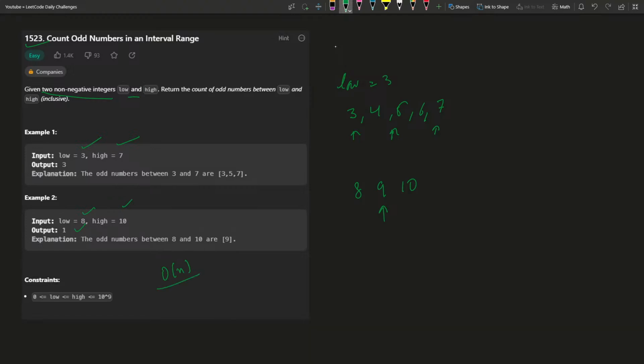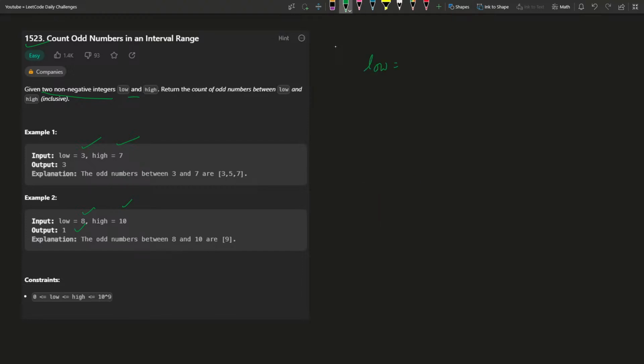You can't use a single for loop, but you could use a log n solution or a square root of n solution. But in this video we are going to use an O(1) solution, and not only O(1) but a one line solution. So first of all, let's see how we can solve this particular problem in O(1) or one line. The logic is going to be as follows.